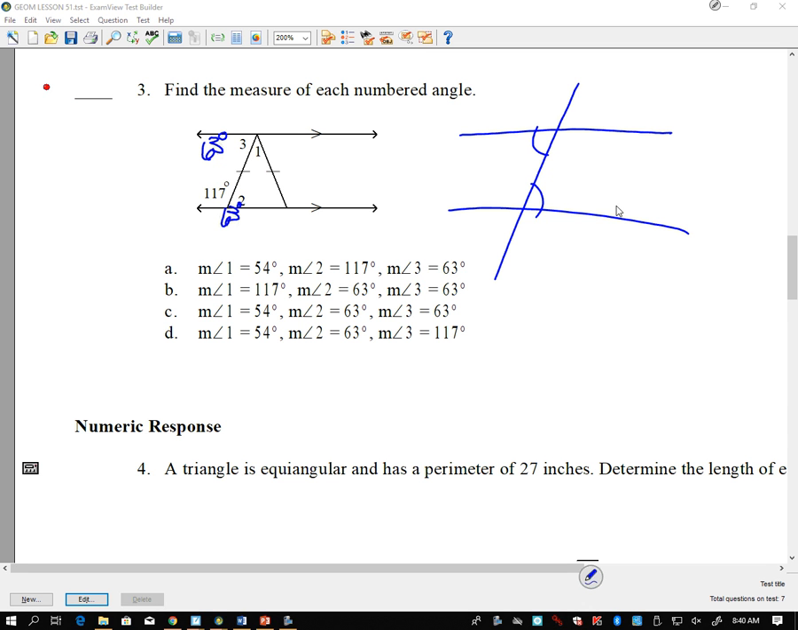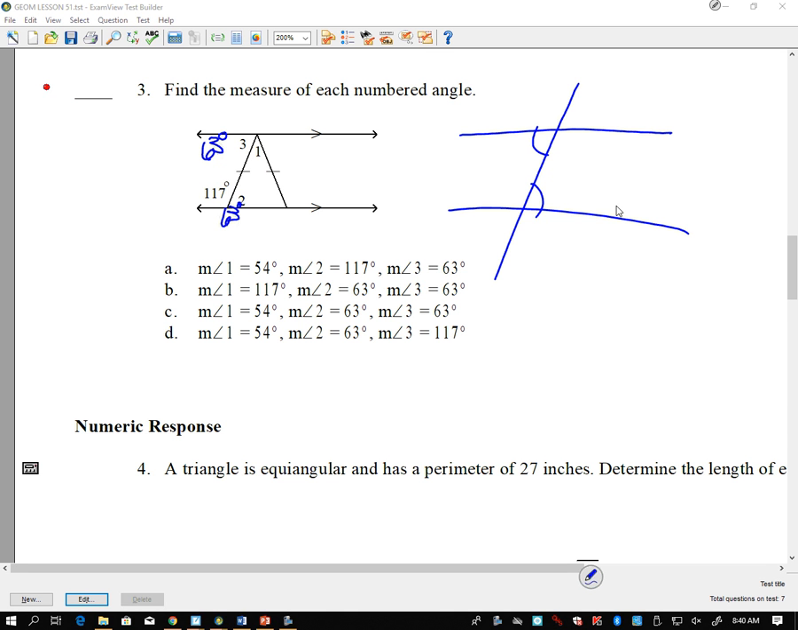There are only two types of angles in an isosceles triangle. What are the two types of angles that we know? Base angle and vertex angle. Is angle 2 base or vertex? Base. Okay? And we need to solve for angle 1 though, right? Okay? How can I solve for angle 1 if I know that angle 2 is a base angle?